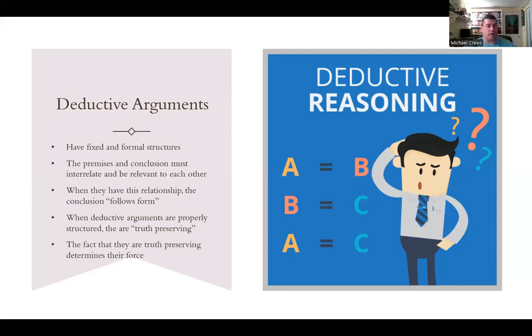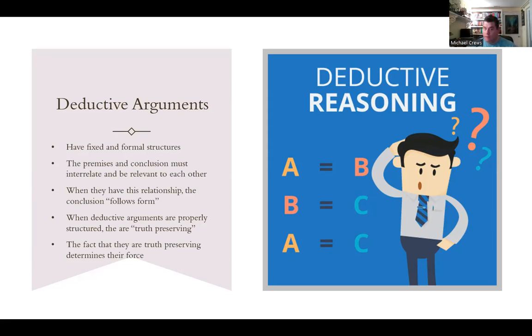With a deductive argument, you have a fixed and formal structure. The premises and the conclusion must interrelate. As you'll see in the textbook, the premises are the points that you're starting off with, and the conclusion is the claim that you're trying to make. And in a deductive argument, your premises have to relate to the conclusion to prove it. When they have that relationship, we say it follows form. When deductive arguments are properly structured, they are truth preserving. So the point of a deductive argument is to preserve a truth, okay? You'll see some examples in a minute, and then it'll make a little bit more sense.